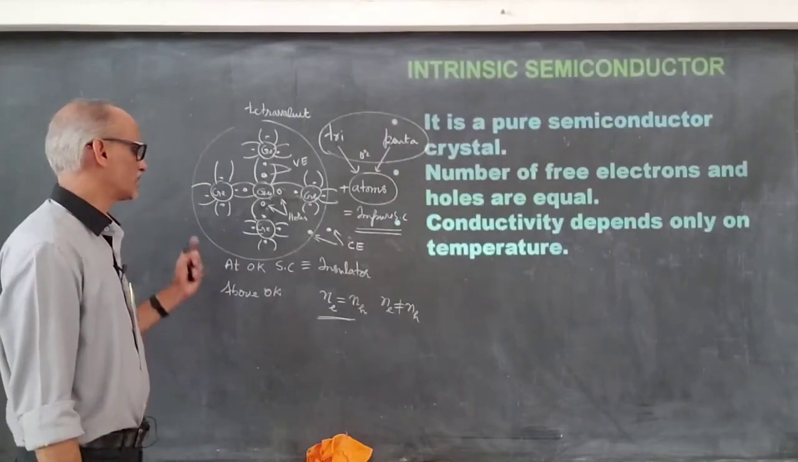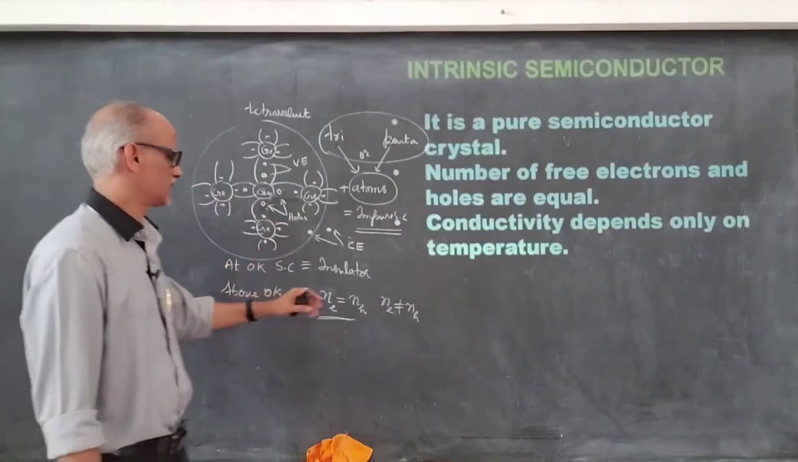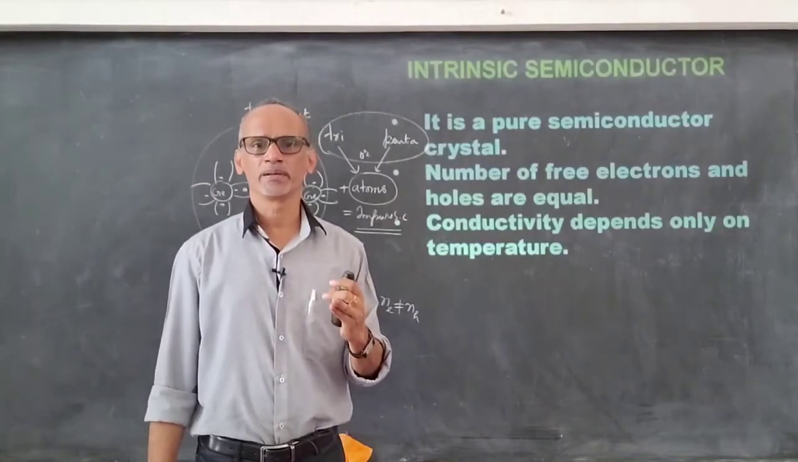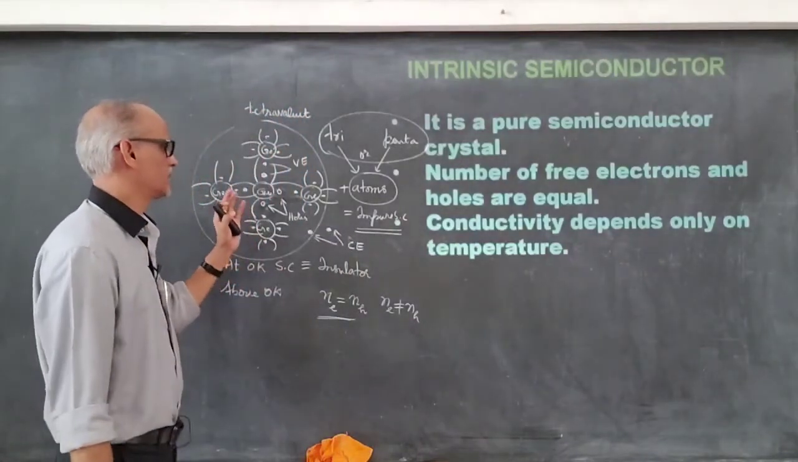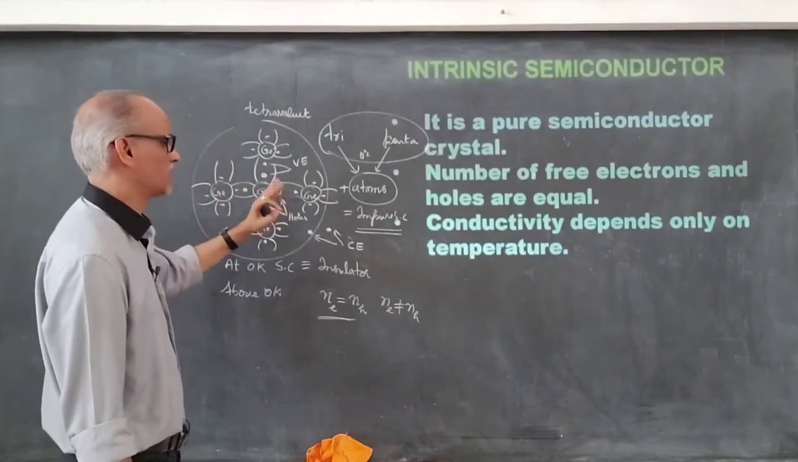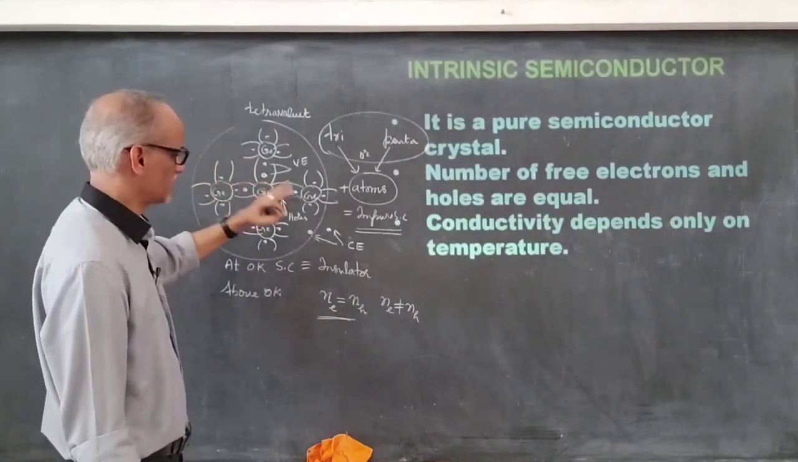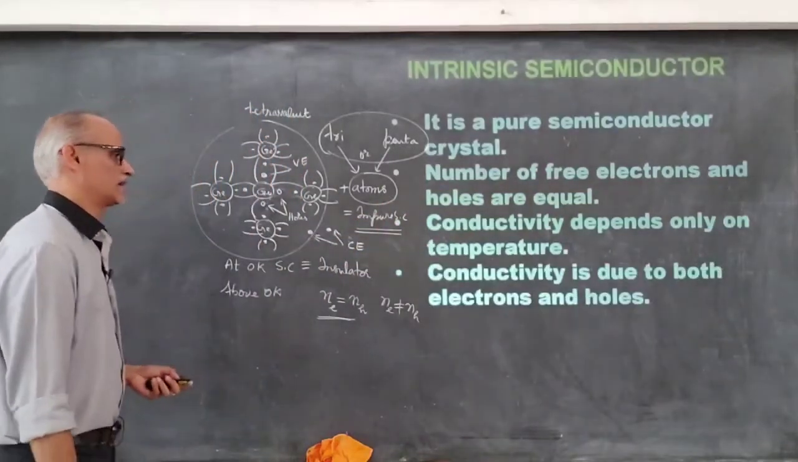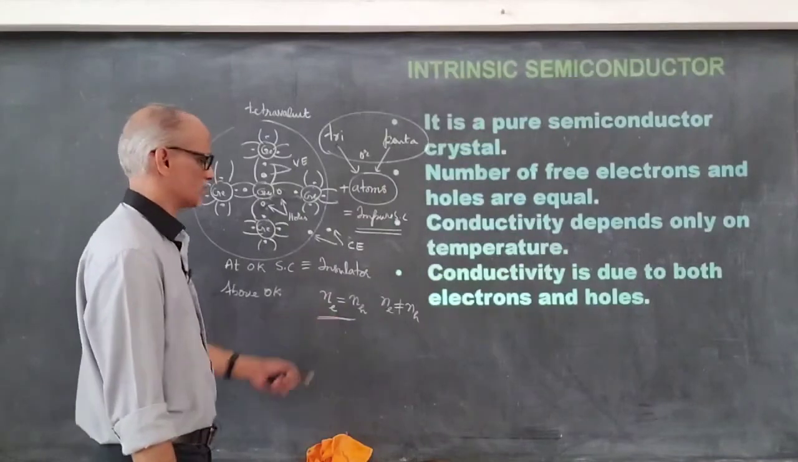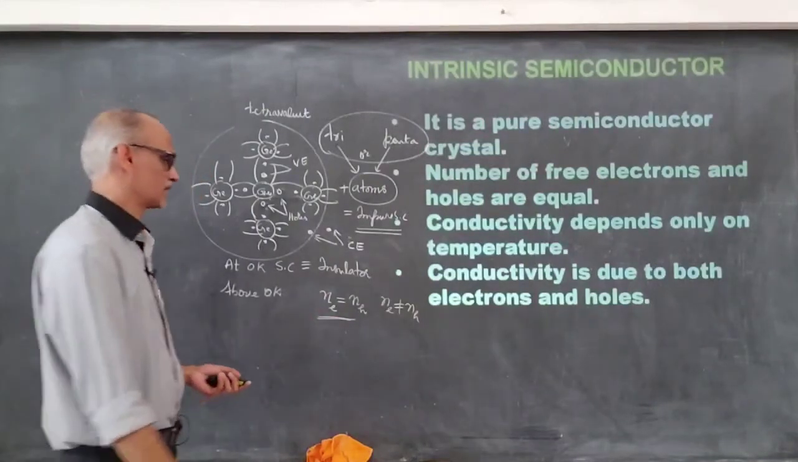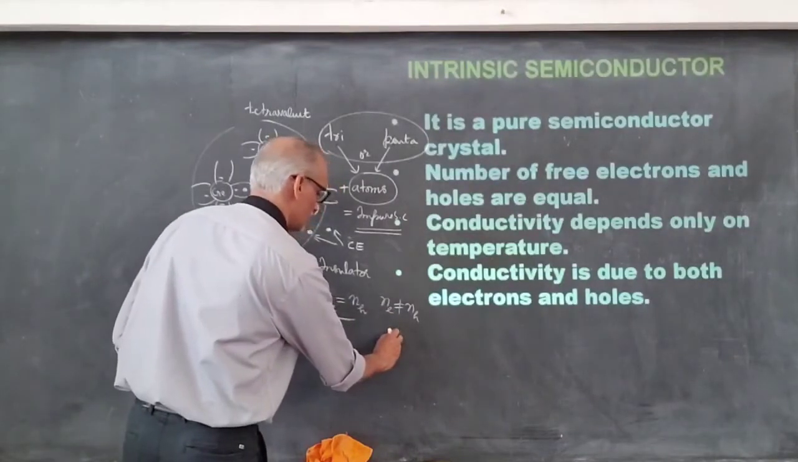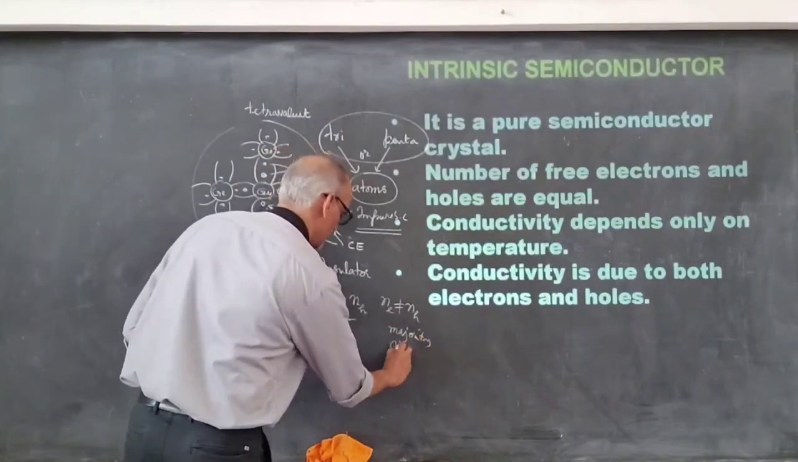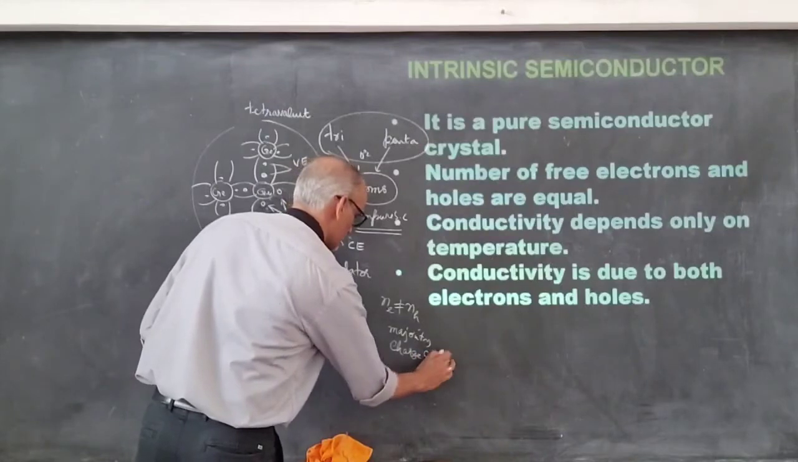In the case of intrinsic semiconductor, conductivity depends only on the temperature, whereas in the case of extrinsic semiconductor, it depends on the temperature as well as the doping. Then, in intrinsic semiconductor, conductivity is due to both electrons and holes, whereas in the case of extrinsic semiconductor, the conductivity depends mainly on majority charge carriers.